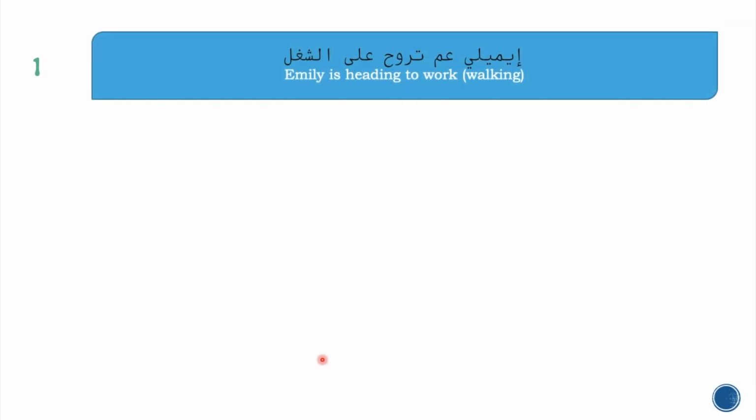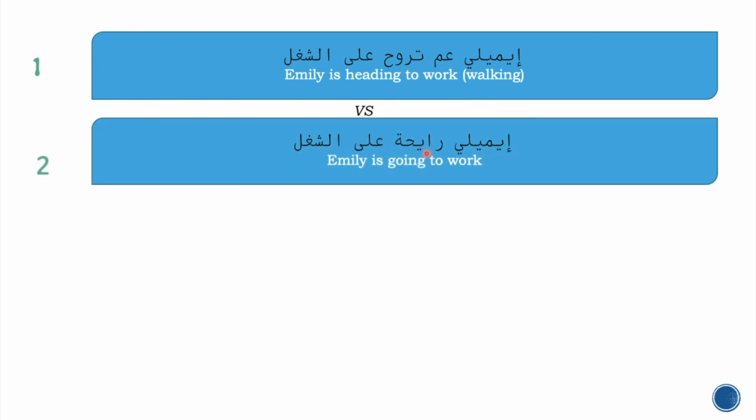And here we've got a couple of examples for you. Emily عم تروح على الشغل. So here we are using the present continuous tense, versus Emily رايحة على الشغل. So you see the difference between both. In the first sentence we are using a proper verb, whereas in the second sentence we're actually using the active participle.